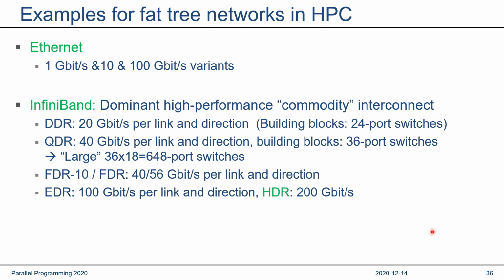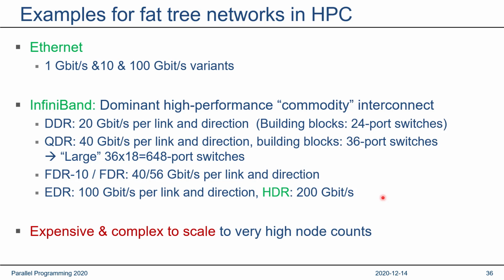The dominant high-performance commodity interconnect is InfiniBand, and there have been numerous iterations from SDR to DDR, QDR, FDR, EDR, and the current one is HDR, which supports a wire speed bandwidth of 200 gigabits per second per direction on every wire. That's significantly larger than commodity Ethernet, and the latencies are also much lower. So if you buy a standard high-performance computing cluster today, chances are you will get an HDR interconnect.